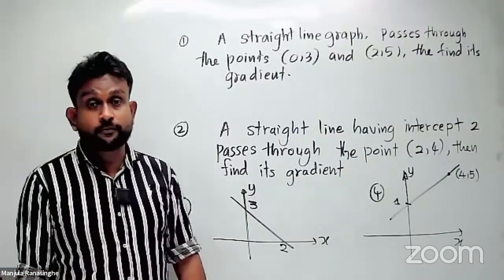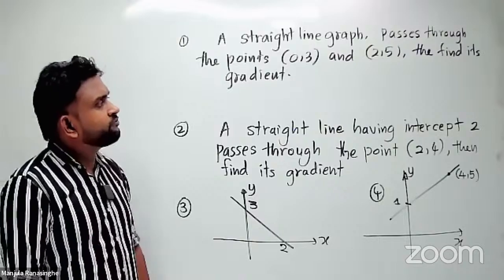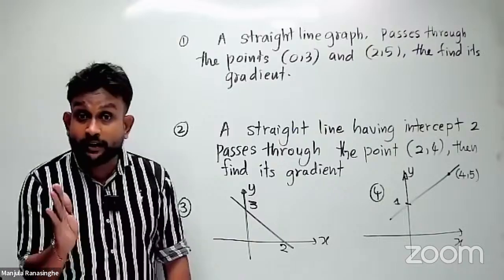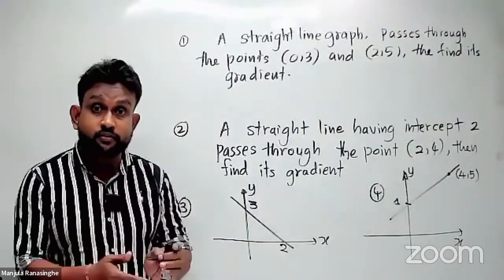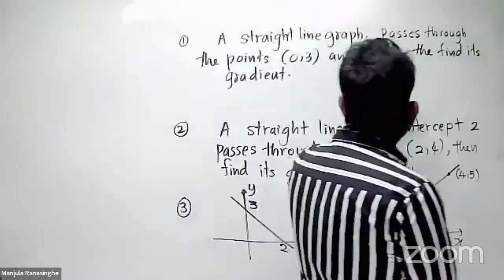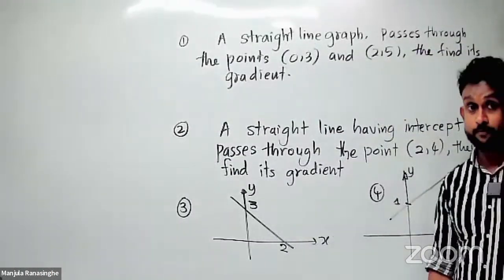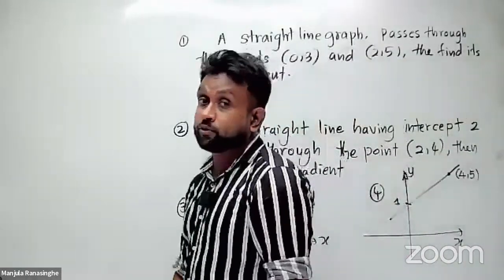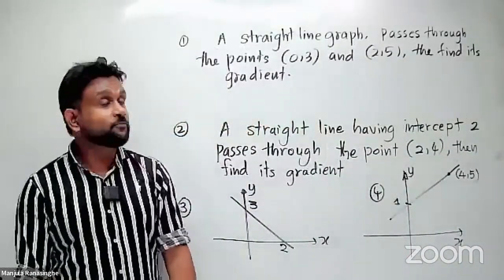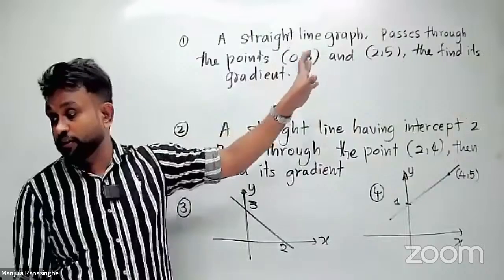Right. First question. A straight line graph passes through the points. So to find the gradient, we require 2 points. Okay. So here 0, 3 and 2, 5 are given. So you can find out the gradient. 2 points are known.